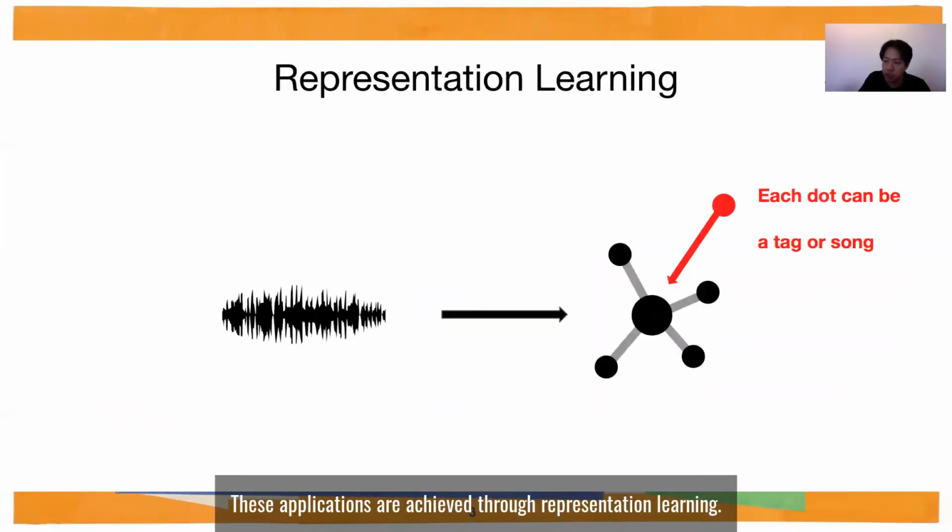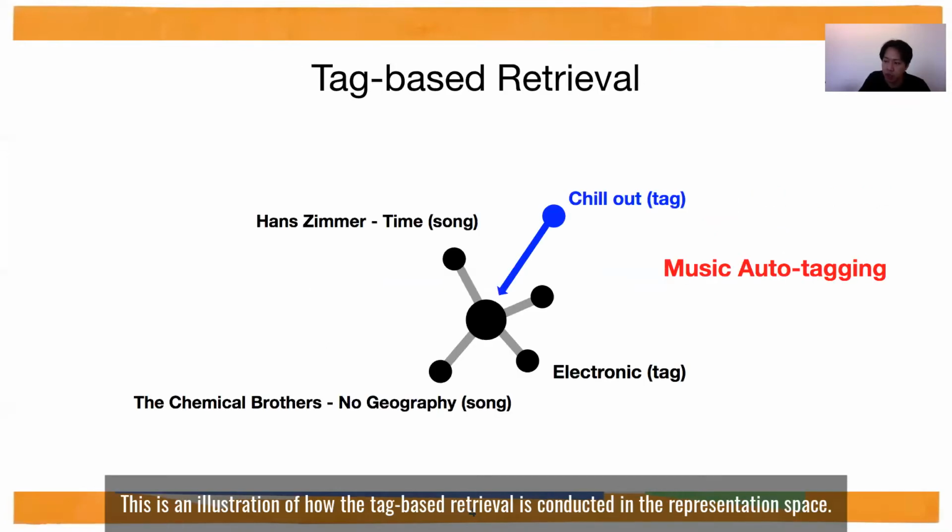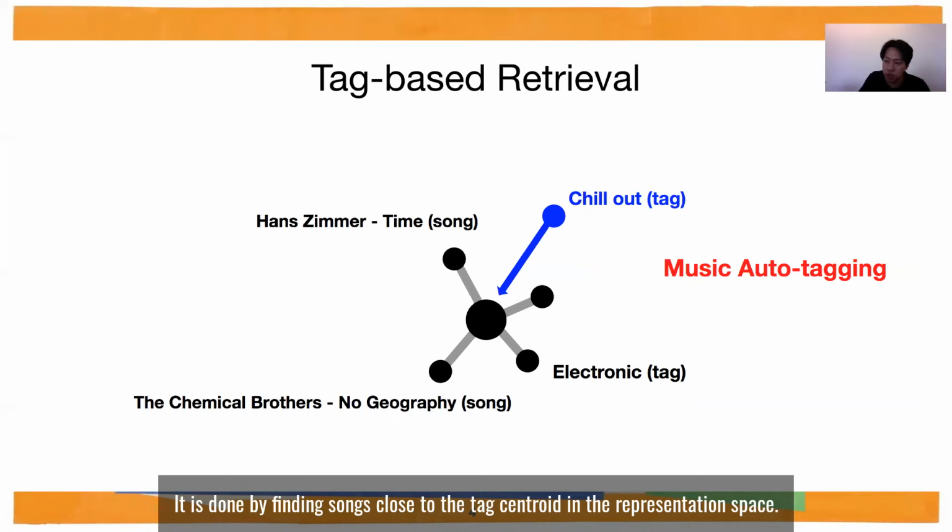These applications are achieved through representation learning. Representation learning can be summarized in two steps. First, audio and tag are embedded into a representation space. Second, retrieve songs using the similarity between them. This is an illustration of how the tag-based retrieval is conducted in the representation space. It is done by finding songs close to the tag centered in the representation space.